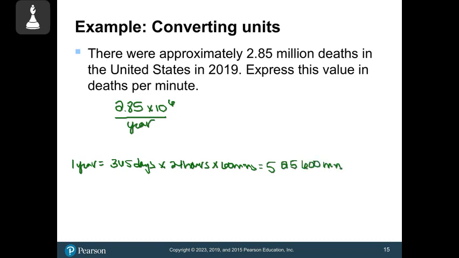And I can now do my division by minutes. 525,600. So again, you could go to Desmos or open any scientific calculator. If you take 2.85 times 10 to the sixth divided by 525,600, you're going to get about 5.42 in your calculator. So this means about 5 people die every minute in the year 2019.